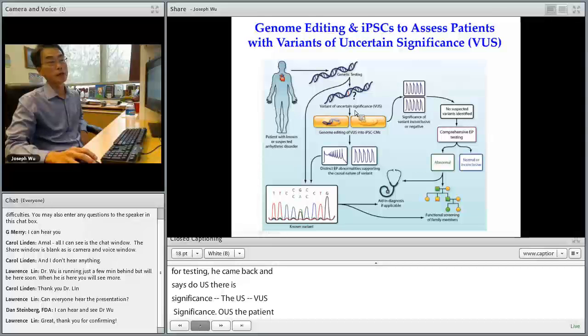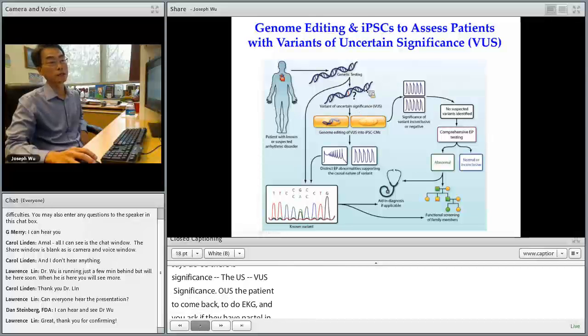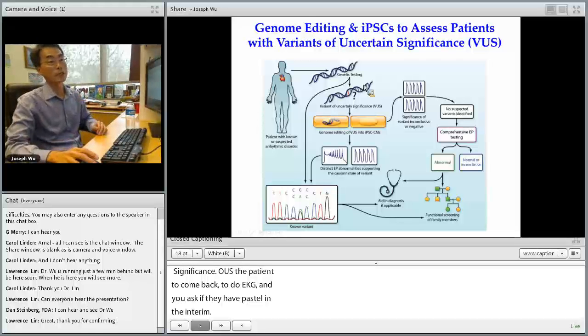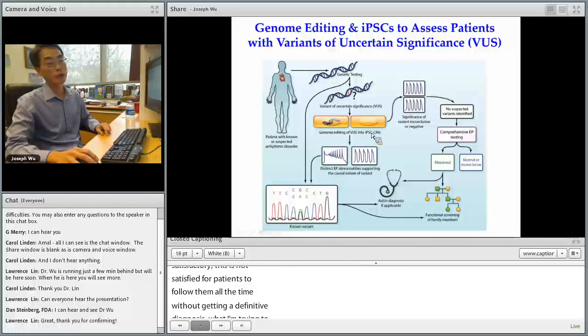This is very difficult for us as clinicians because it's not satisfying. It's not very satisfying for our patients to follow them all the time without giving a definitive diagnosis. So what I'm trying to say in this slide is: is it possible to make iPS cell cardiomyocytes and show that there's arrhythmia in these cardiomyocytes?